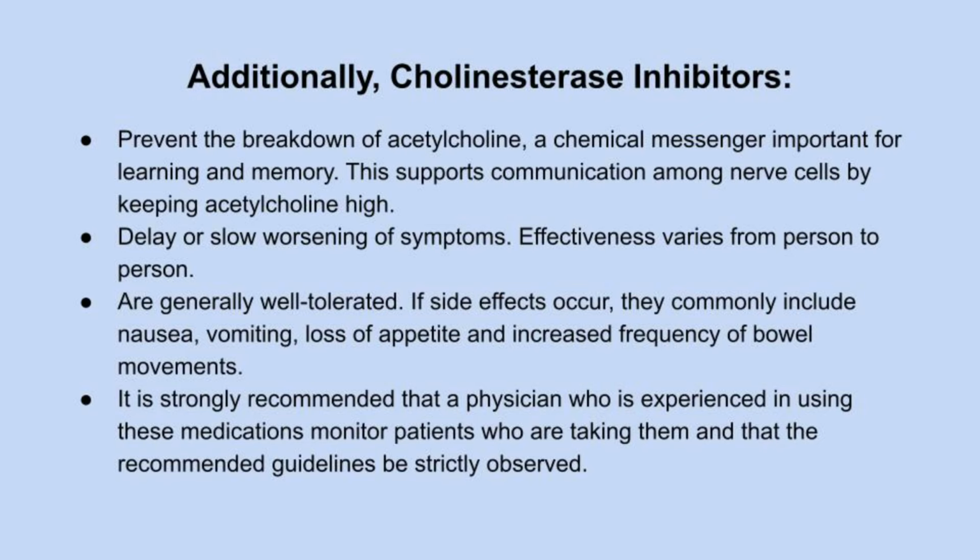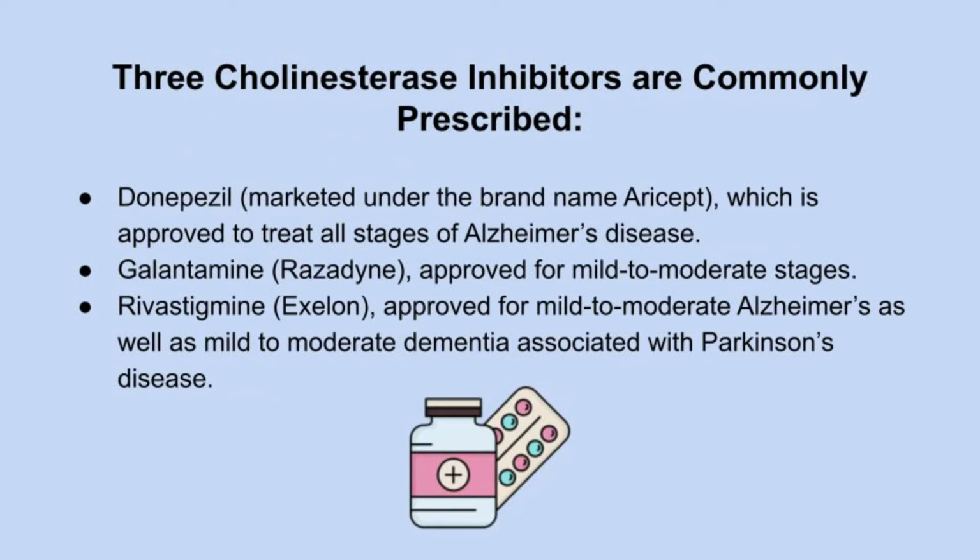It is strongly recommended that a physician who is experienced in using these medications monitor patients who are taking them, and that the recommended guidelines be strictly observed. So there are 3 cholinesterase inhibitors that are commonly prescribed. Donepezil is the most commonly prescribed, under the brand name Aricept. The second is galantamine, which is Razadyne. The third would be rivastigmine. The Aricept is approved for all stages of Alzheimer's, but the last 2 for only the mild to moderate stages.